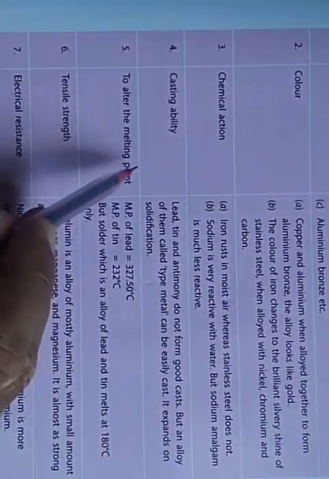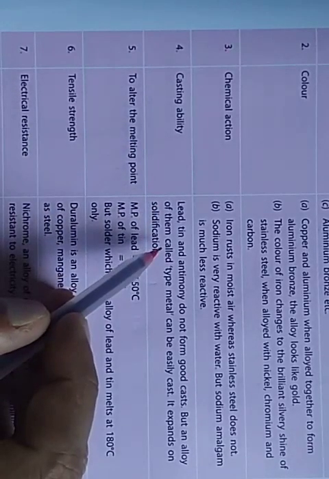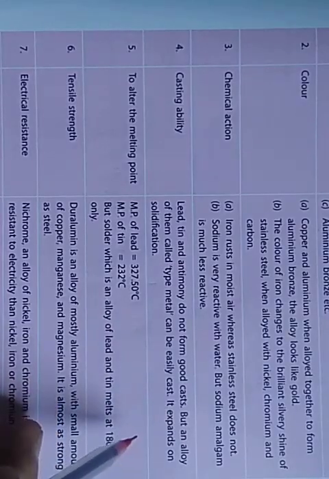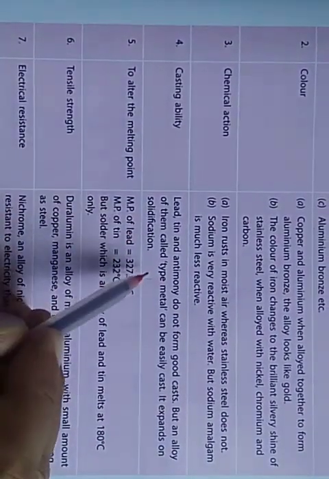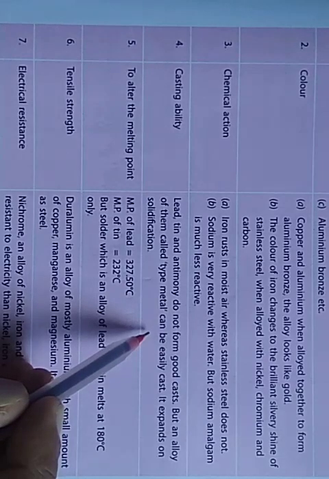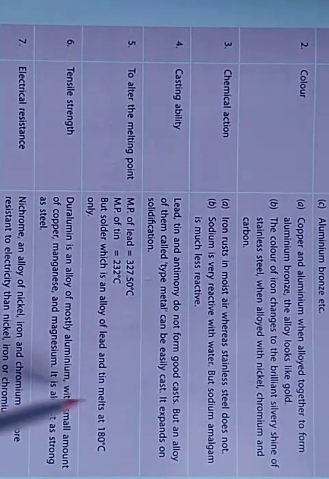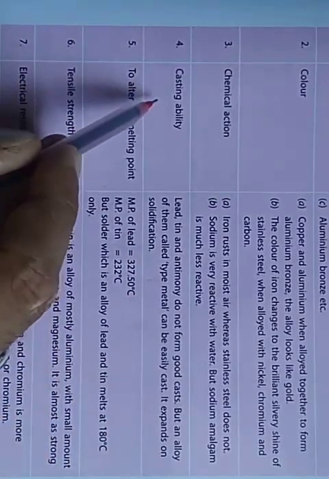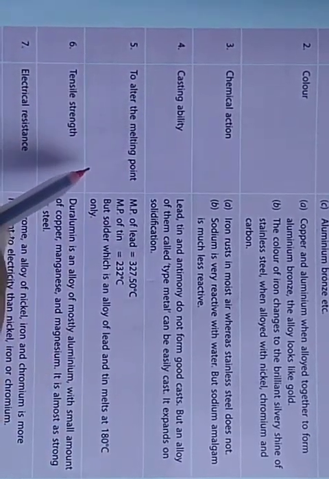Now casting ability. Alloys have casting ability. Lead, tin and antimony do not form good casts, but an alloy of them called type metal can be easily cast. It depends on solidification. So alloys have casting ability.